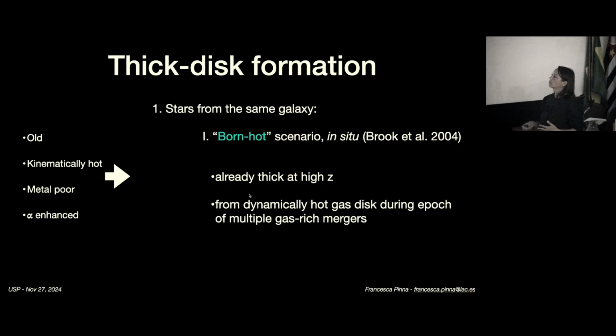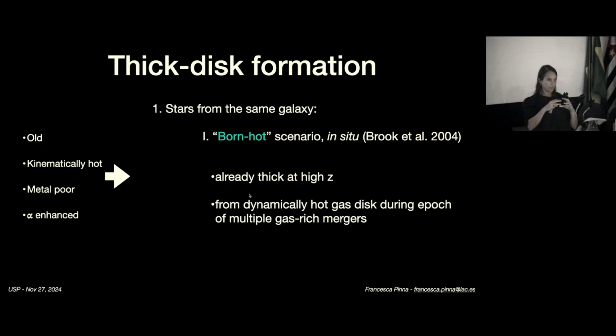So how can we form thick disks? How can we form disks that have those properties that we have been talking about? To explain these properties, so the fact that the stars in the thick disk are old, kinematically hot, metal poor, and alpha enhanced, several formation scenarios were proposed in the literature, especially from theoretical studies. One of them was the born-hot scenario. In this scenario, the stars of the thick disk were formed in a disk which was already thick from the beginning, and which formed at high redshift.